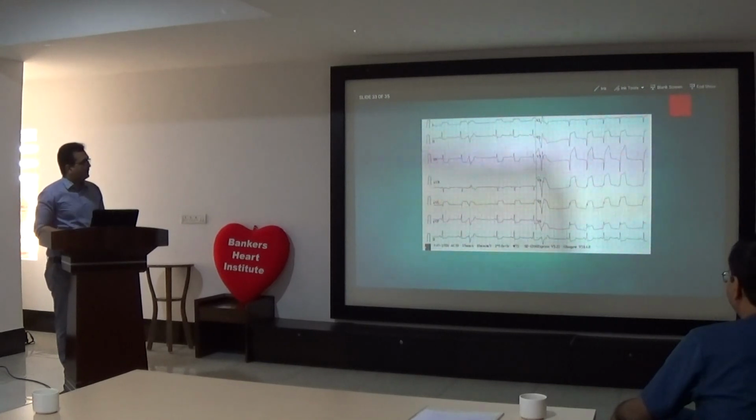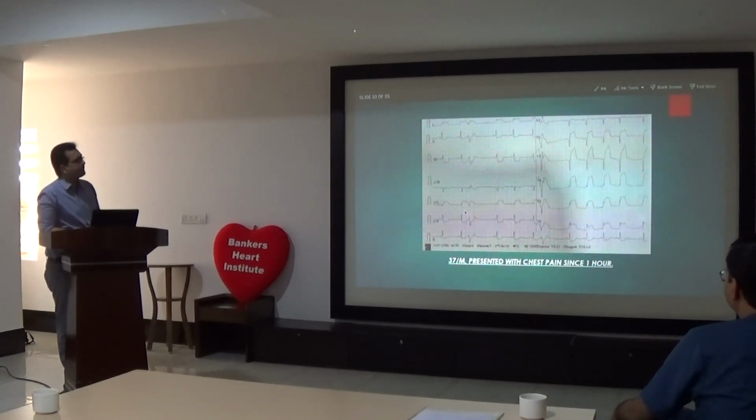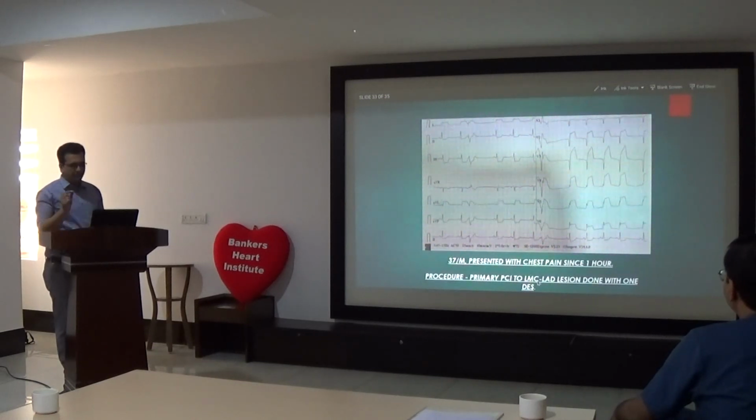Now this is an ECG of a 37-year-old male. He presented with chest pain since 1 hour. There is significant ST elevation in leads V2, V3, V4, V5, as well as that in leads 1 and aVL. There is not so much ST elevation in lead V1. However, on angiogram, the patient had a very proximal LAD lesion and it was stented with 1 drug-eluting stent.